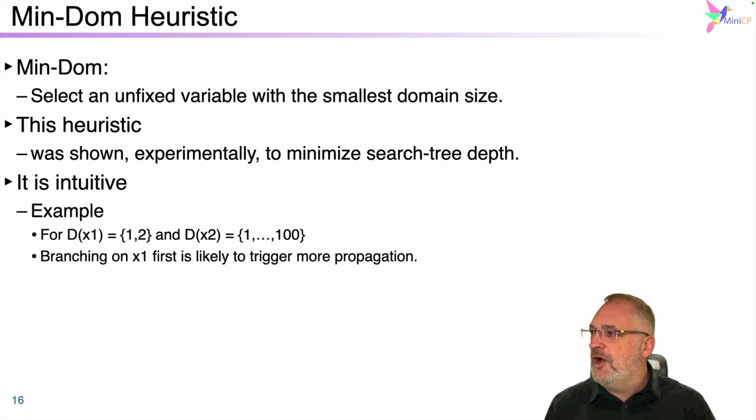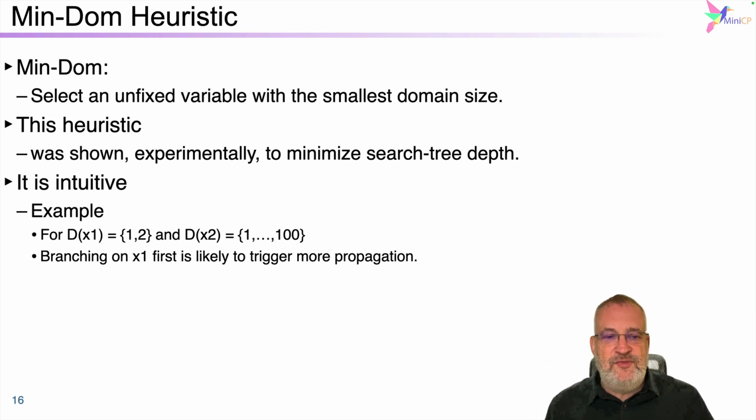Now, min-dom, the idea is to select an unfixed variable that has the smallest domain size. The heuristic was shown to work quite well, and it minimizes the size of your tree. Remember, we want small trees, right? And to make some sense out of this, imagine that you have a problem with two variables, x1 that has only 2 values, and x2 that has 100.